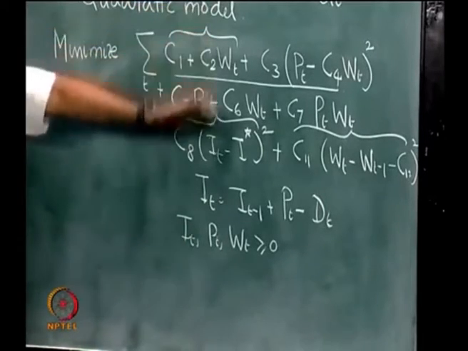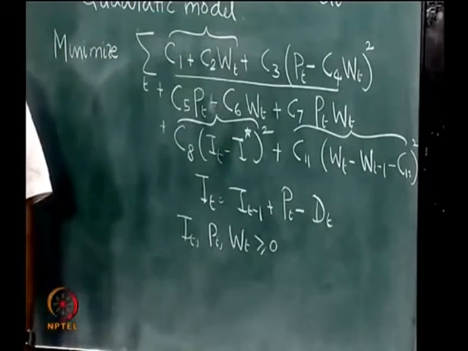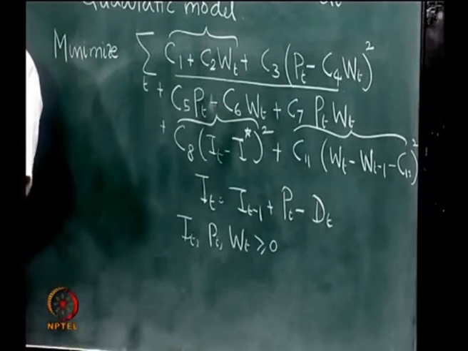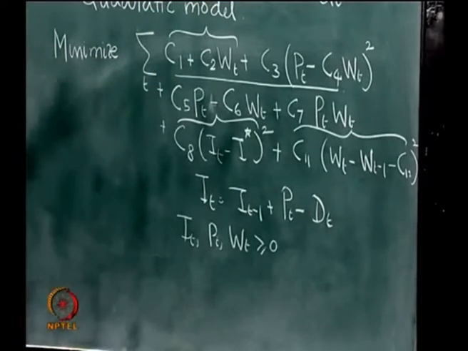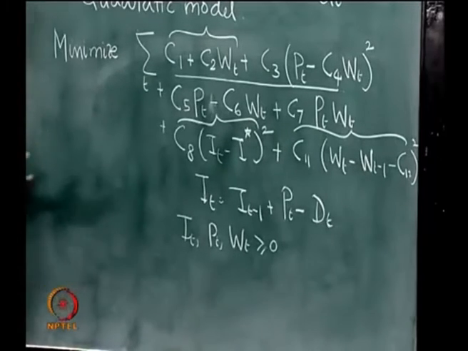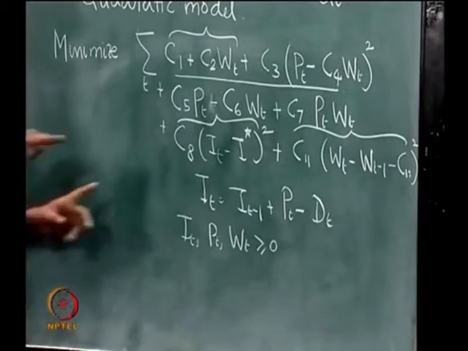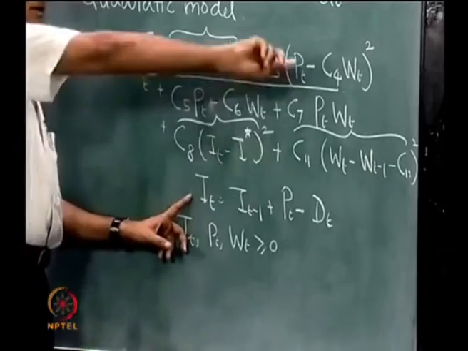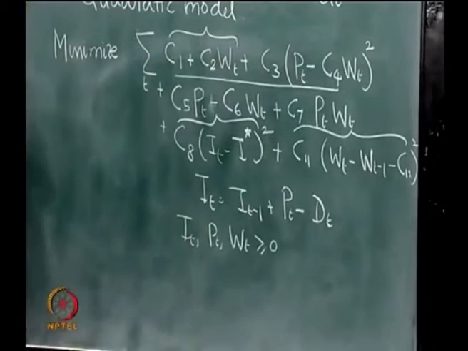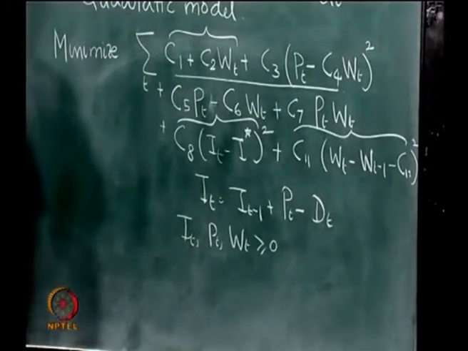So, this becomes a quadratic programming problem, which can be solved in many ways. A popular way is to take this constraint into the objective function using a Lagrangian multiplier, and then one could solve.